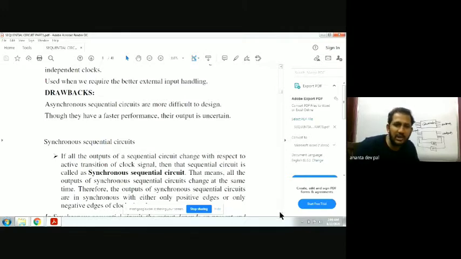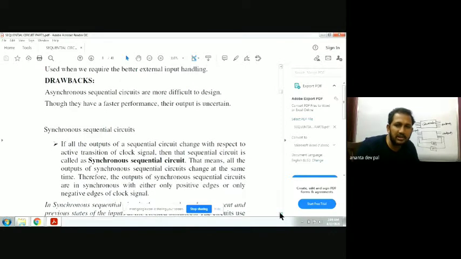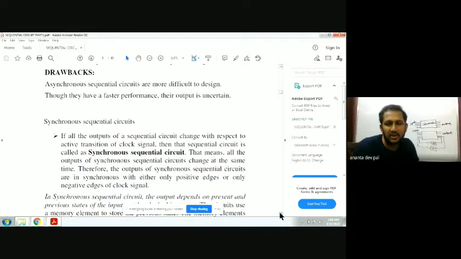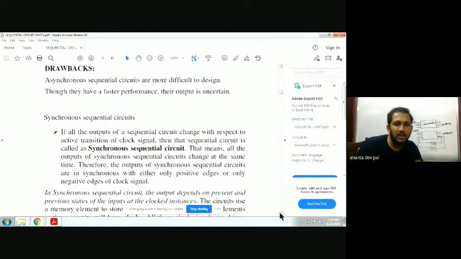In a synchronous sequential circuit, all the outputs of the circuit change with respect to the active transition of the clock signal. Then the sequential circuit is called synchronous. This means all the outputs of the synchronous sequential circuit change at the same time. Therefore, the outputs are synchronous with either only the positive edge or the negative edge. Synchronous circuit output depends on the present and previous state of the clock pulse.